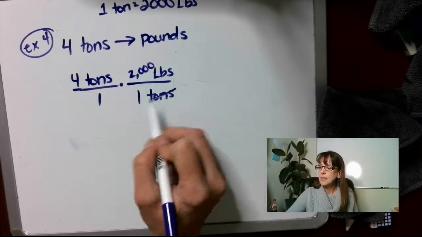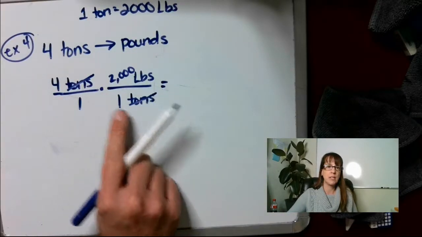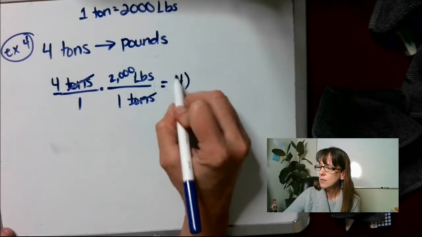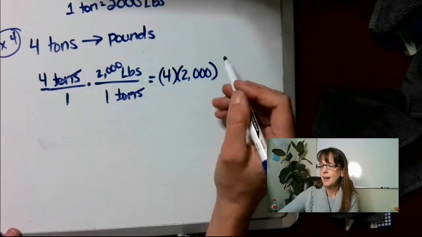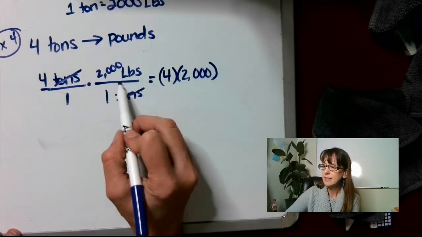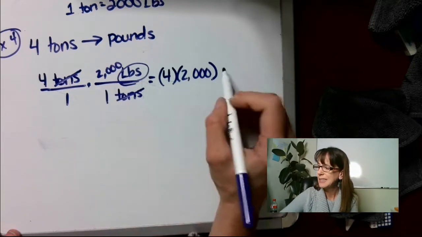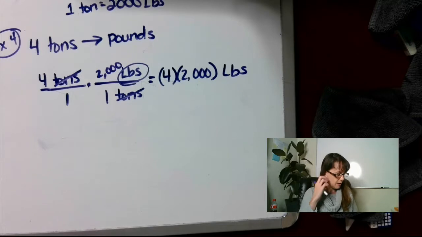Okay. That means this cancels and this cancels. What I have now downstairs, I just have 1 times 1. So it's done. We don't have to do anything with that. Upstairs, I have 4 times 2,000, okay? And the unit that I have remaining is this guy. So I did 4 times 2,000, LBS, pounds. Excellent.